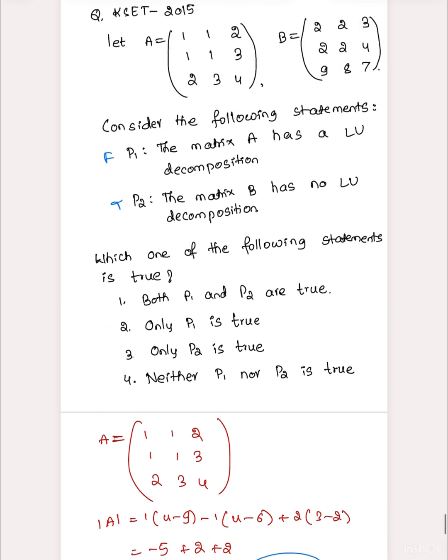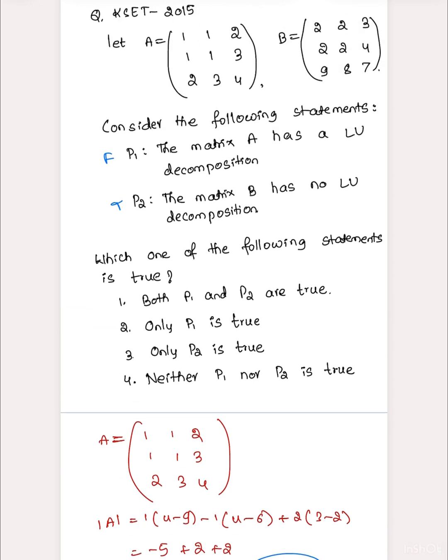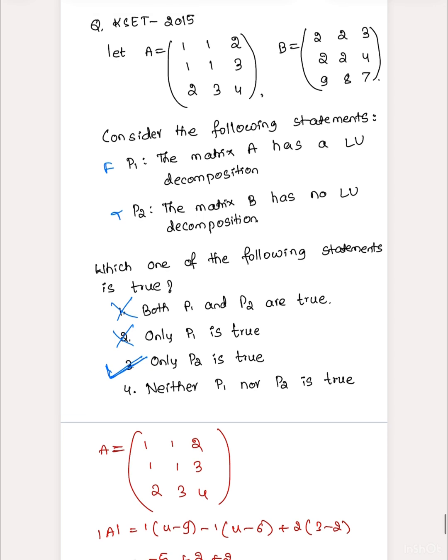So we will check with the options. Option 1 says both are true, it is not possible. Option 2, only P1 is true, it is not possible. And option 3 says only P2 is true. Yes, only P2 is true. And option 4 says neither. So the correct option is that only P2 is true. Therefore the correct option is option 3.